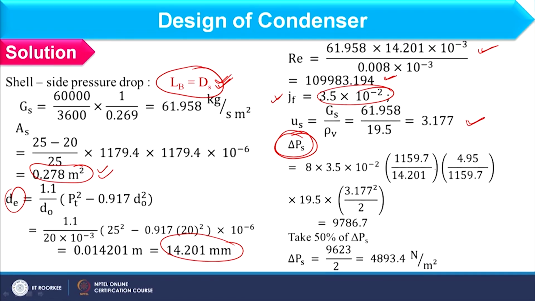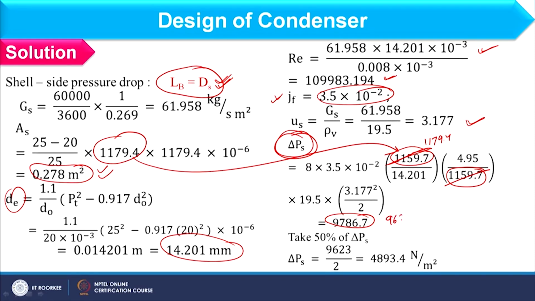And here we can consider ds as well as baffle spacing as same, but here value should be written as 1179.4 as it is shown over here, right. Okay. So, this is the mistake. However, it will not affect the result as both shell diameter as well as baffle spacing are same. Okay. So, if you consider this value you can obtain as 9623, and division of this will be equal to 4811.5 Newton per meter square.